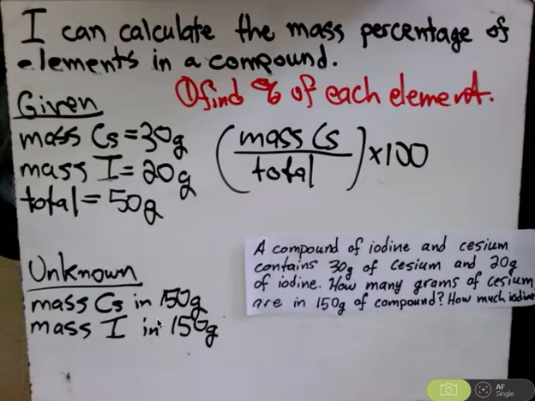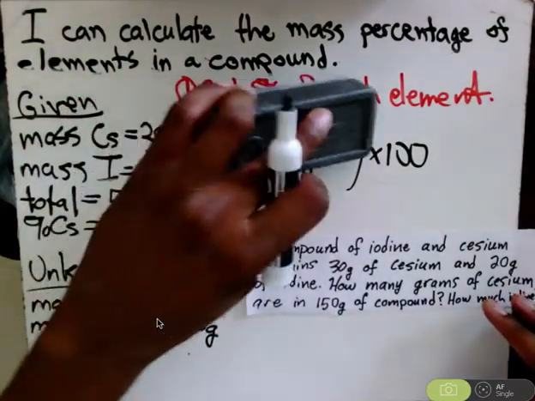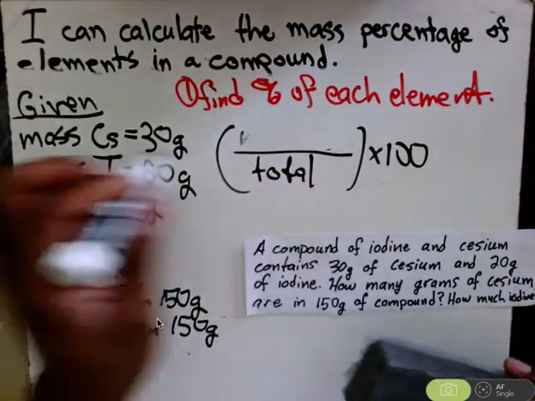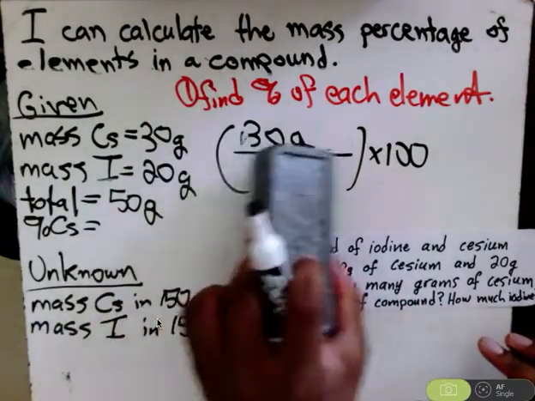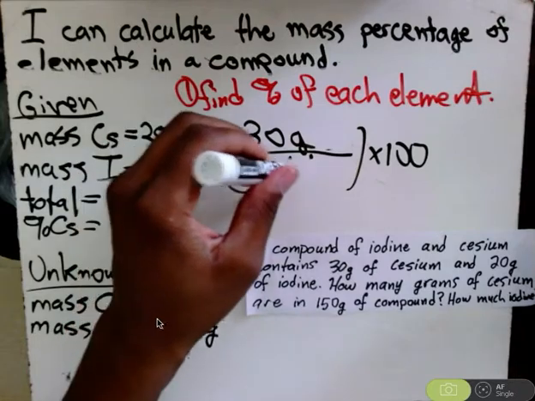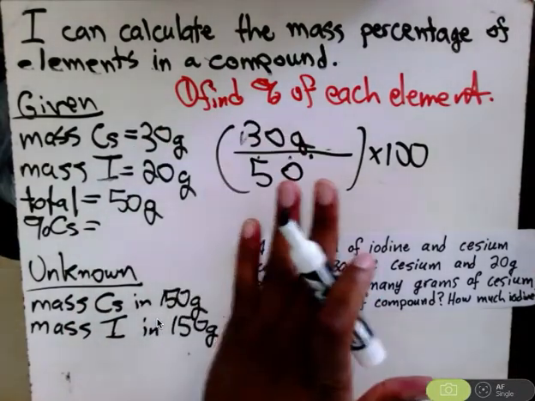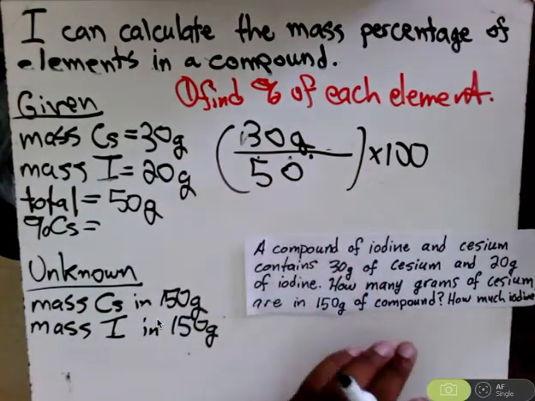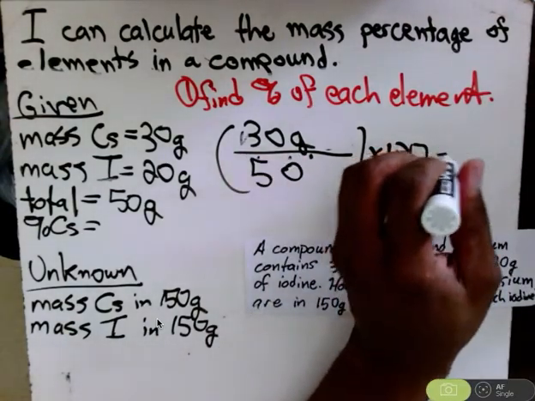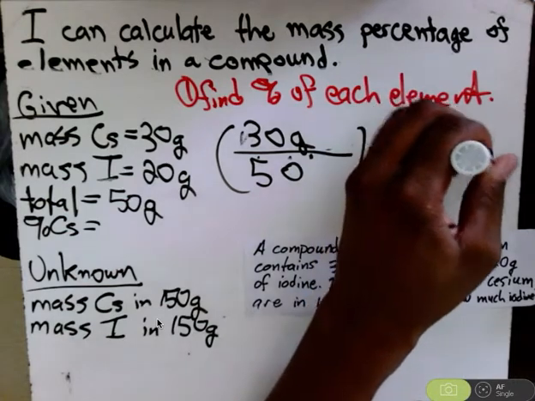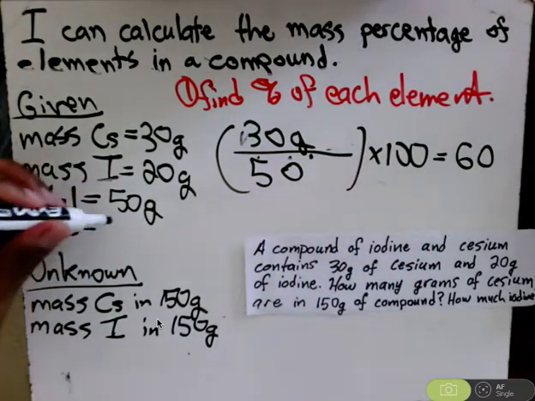All right, now, percent of cesium is going to be mass of cesium divided by total times 100. The mass of cesium is 30 grams. Our total is 50. All right, 30 divided by 50, that's 3 out of 5. That's going to be 60%. All right, so percent of cesium is 60%.